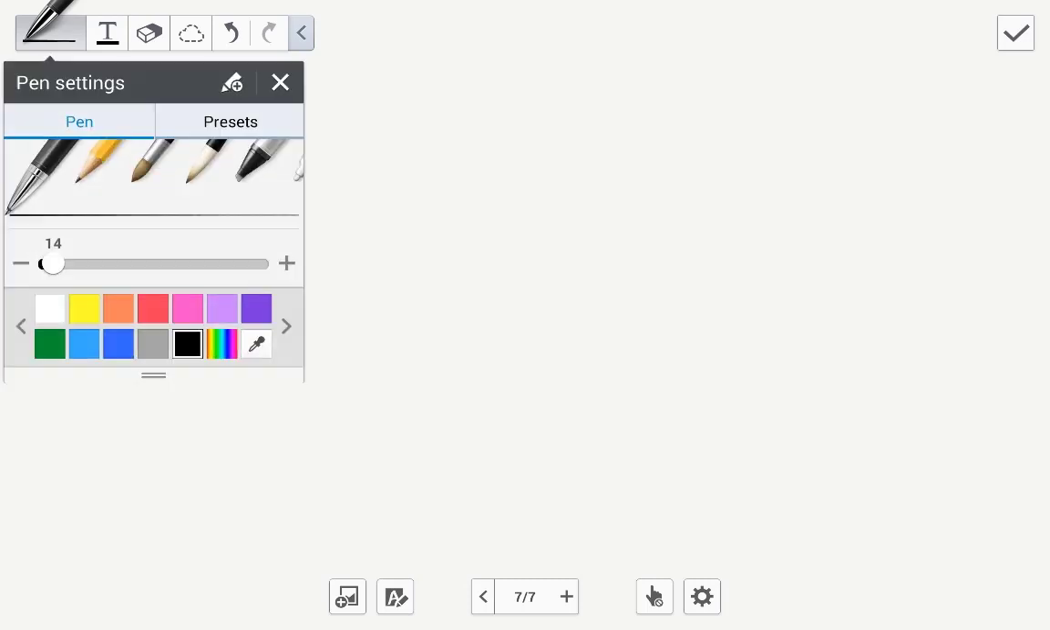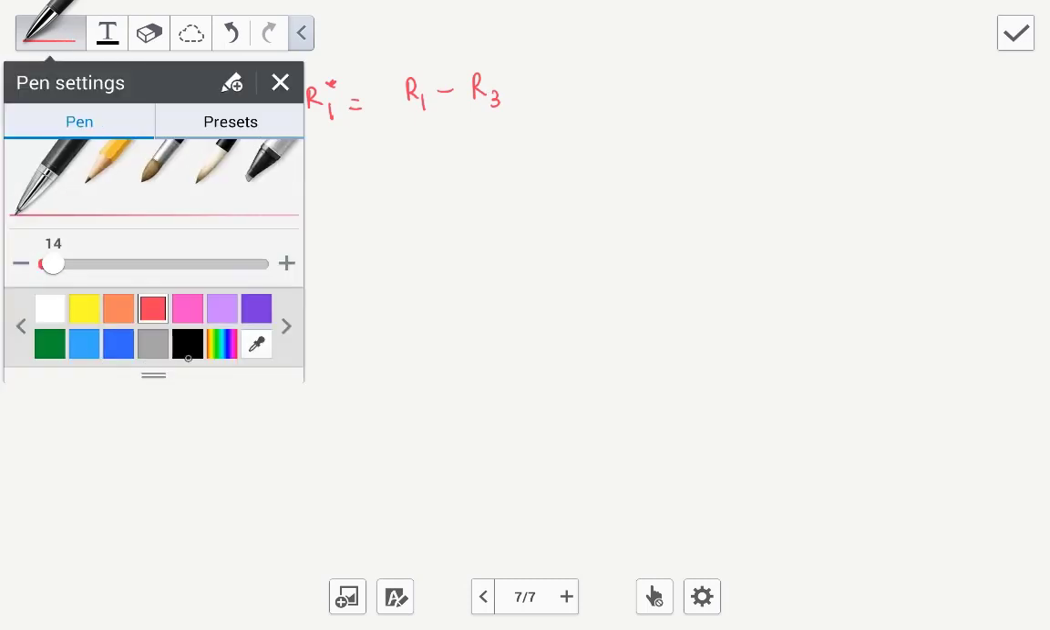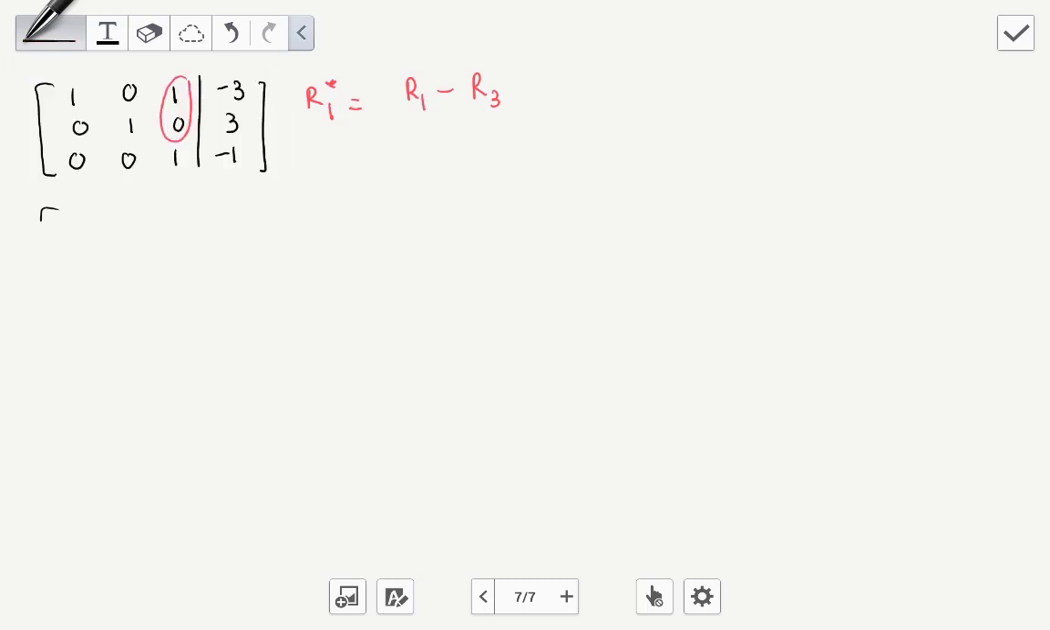Okay, students. Now our next aim is to change these two elements to 0. One of the elements is already 0, so our operation is only on row 1. Row 1 is 1, so we're going to minus with row 3. Row 1 minus row 3: 1 minus 0 is 1, 0 minus 0 is 0, 1 minus 1 is 0. Negative 3 minus negative 1 will give us negative 2. No changes on your row 2 and no changes on your row 3.